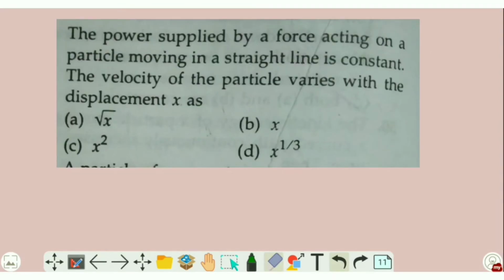Now first read the question. The power supplied by a force acting on a particle moving in a straight line is constant. So power is constant.